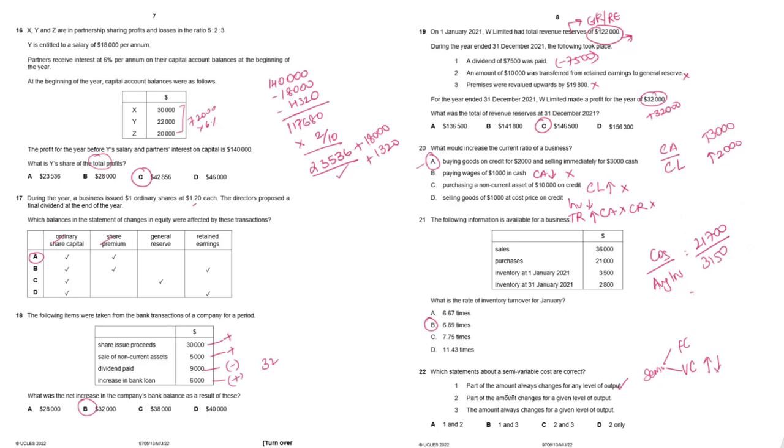Part of the amount changes for a given level of output. No, then that becomes a stepped cost. If it only changes at a certain level of output, then the other element is not variable cost. The amount always changes for a given level of output. Yes, this is correct, because if one component changes for any given level of output, which is the variable cost, the overall semi-variable cost will also change because of that. So correct option is 22B, 1 and 3.